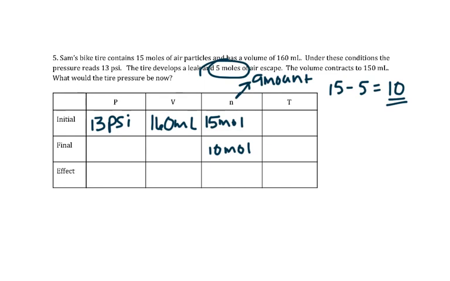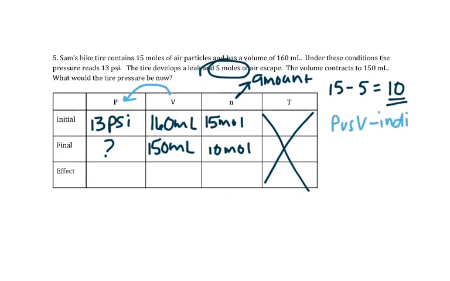And now the last part: the volume contracts to 150. What would the tire pressure be now? Temperature is going to be held constant. And again, we now see two relationships that we have to take into account: the relationship between pressure and volume, which is indirect, and the relationship between amount and pressure.